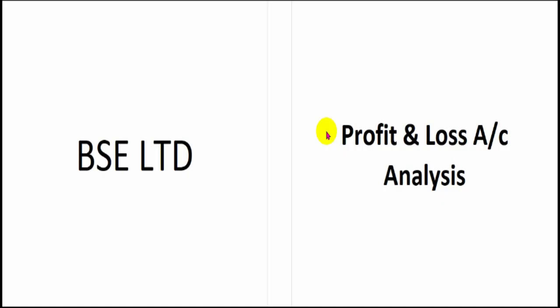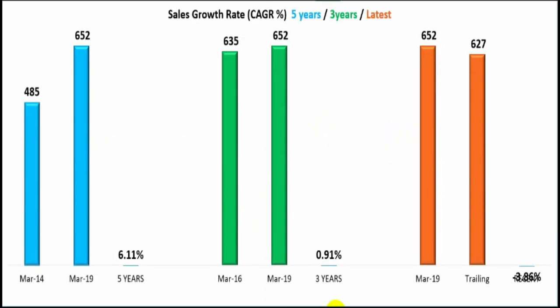So let's begin our analysis of the profit and loss account of Bombay Stock Exchange. The company's revenues, or money coming through sales, has been growing at 6.1% through the last 5 years from March 14 to March 19. The company has managed to grow its sales from 485 crores to 652 till March 2019. And in the last 3 years, the growth has slowed down to less than 1% from March 16 to March 19. In fact, from March 19 to the recent 12 months, it has gone into the negative by 3.86%.